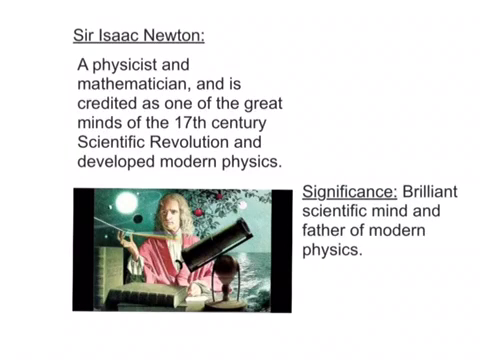Our next important person is Sir Isaac Newton. He's a physicist and a mathematician, and is credited as one of the great minds of the 17th century scientific revolution and the development of modern physics. His significance is being a brilliant scientific mind and the father of modern physics. Make sure you write the significance in the right-hand side of your vocabulary chart.